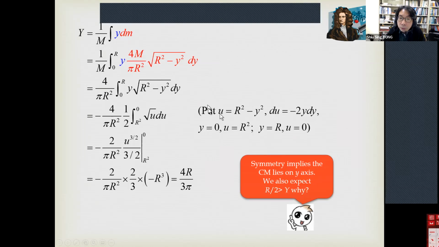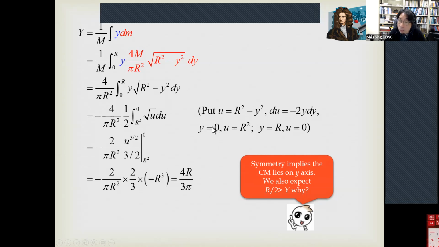So it's natural to make a change of variable to u, which is r squared minus y squared. So I define u by r squared minus y squared. And if I differentiate both sides, I find that du is equal to minus 2y dy. The r is a constant. I differentiate y squared, I get 2y dy, and with a minus sign.